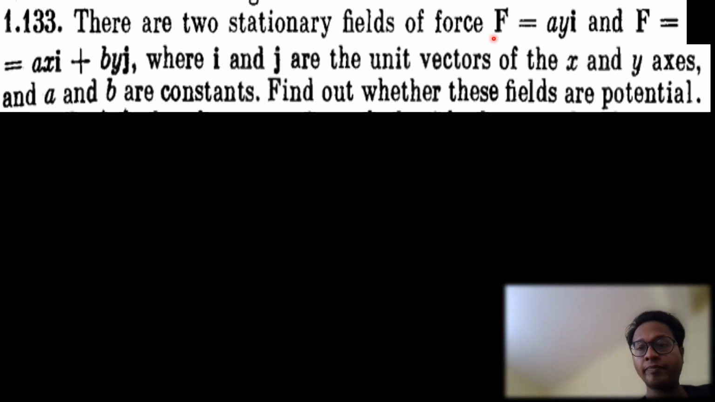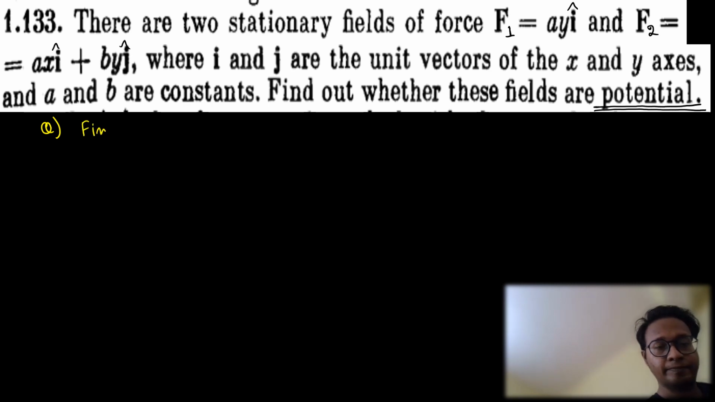Now see this question. There are two forces. Force 1 is equal to ay i cap and force 2 is equal to ax i cap plus by j cap, where i and j are unit vectors along x and y axis and a and b are constants. Find out whether these fields are potential. What the question is asking is to find out whether force 1 or force 2 is a conservative force. The simplified form of the question is: find if F1 or F2 or both of them are conservative forces.